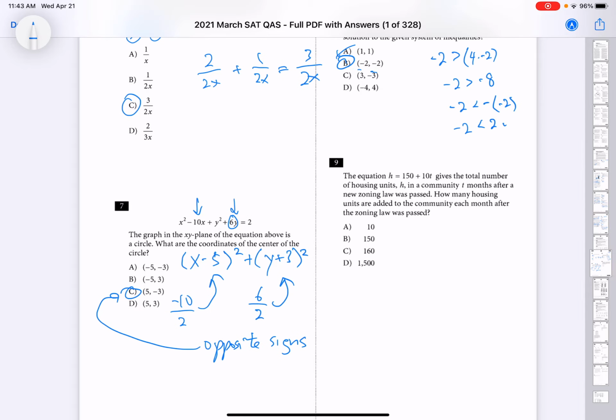Number 9. The equation h is equal to 150 plus 10t, and it gives the total number of housing units, h, in the community t months after a new zoning law was passed. How many housing units are added to the community each month after the zoning law was passed? So they're just asking how many are added each month. They're asking about the slope. So the answer here should be 10. So 9, the answer is A.